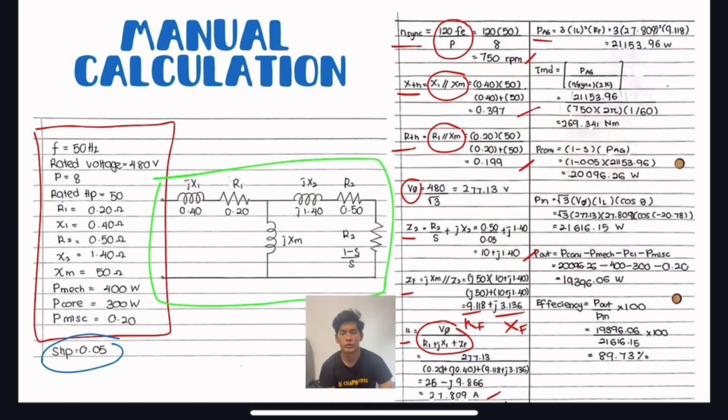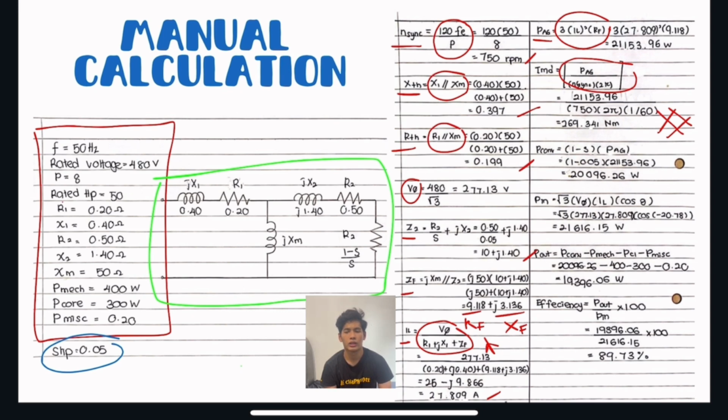So the formula is 3 multiplied by IL to the power of 2, multiplied by RF. The value of RF we get from ZF, which is 9.118, and we get the answer 21,153.96 watts, and we need to find the torque.